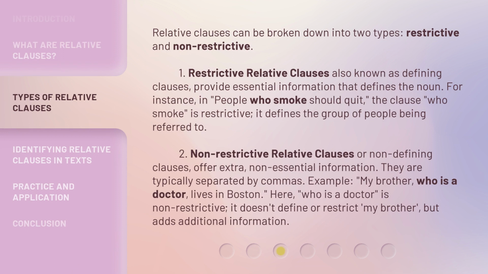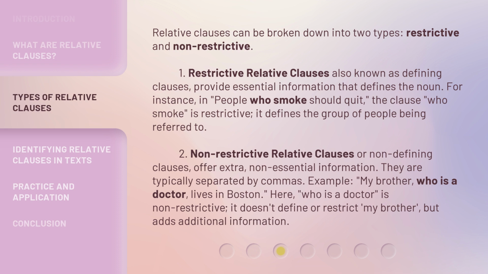Relative clauses can be broken down into two types, restrictive and non-restrictive. 1. Restrictive relative clauses, also known as defining clauses, provide essential information that defines the noun. For instance, in "People who smoke should quit," the clause "who smoke" is restrictive. It defines the group of people being referred to.